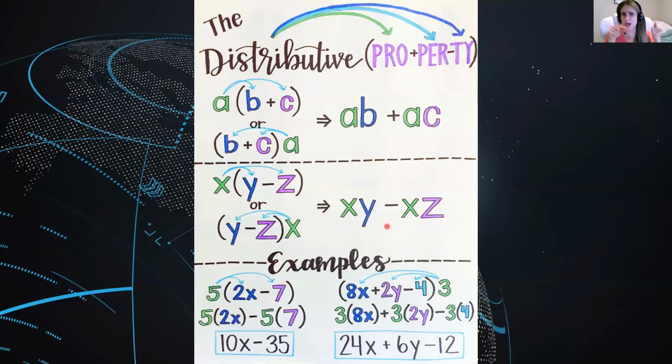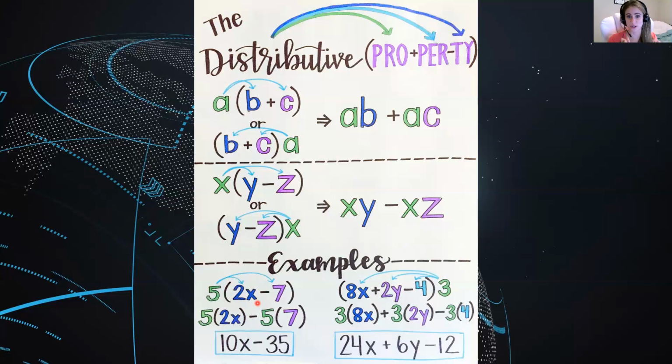If we look at the very bottom, we got a couple examples that involve some numbers as well. So this example right here, 5 times the quantity of 2x minus 7. If you're asked to simplify this, the very first thing you should do is think about the order of operations. Order of operations tells you to do any grouping symbols, which includes parentheses, first. Well, when I look inside the parentheses, we have a 2x minus 7. Can I subtract those? No, because they're not like terms.